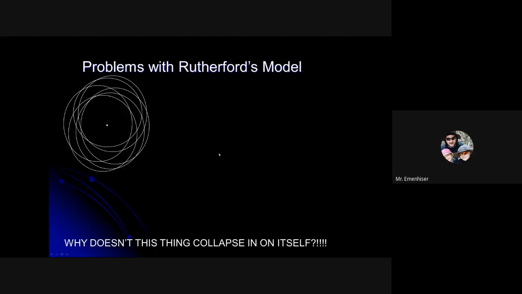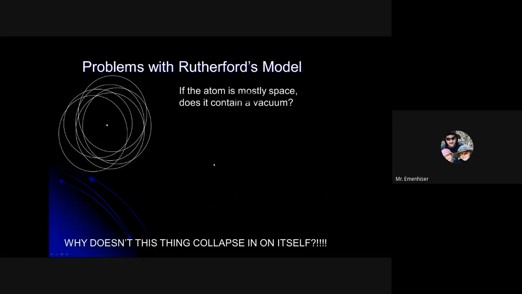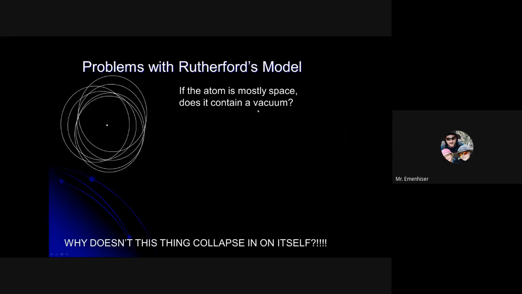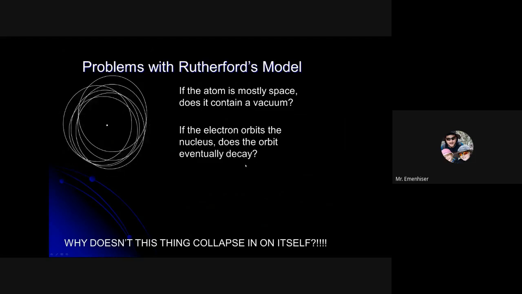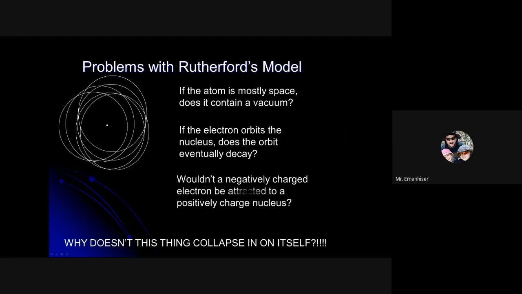Okay. There's a couple problems with Rutherford's model. Why doesn't the atom collapse then? If the atom is mostly empty space, does it contain a vacuum and kind of suck everything in like a black hole? That's what happens in space. And if the electrons orbit the nucleus, does the orbit eventually decay and kind of break down and change shape? Wouldn't a negatively charged electron be attracted to a positively charged nucleus? So here's some questions about Rutherford's model and some problems.